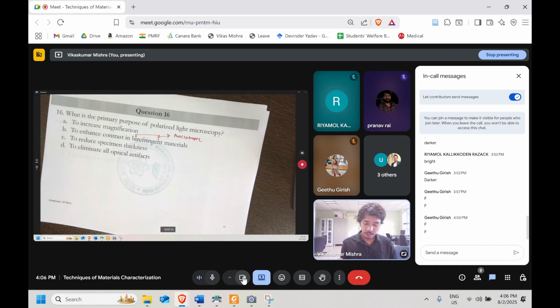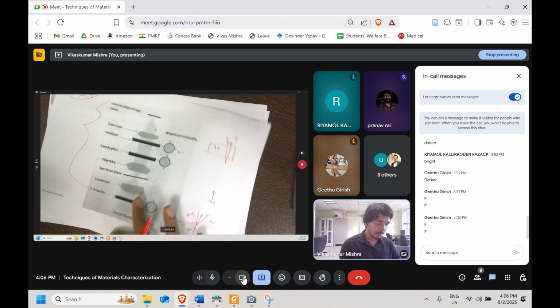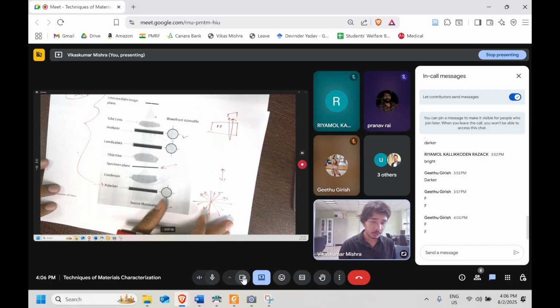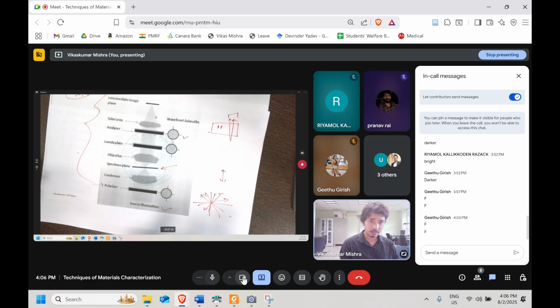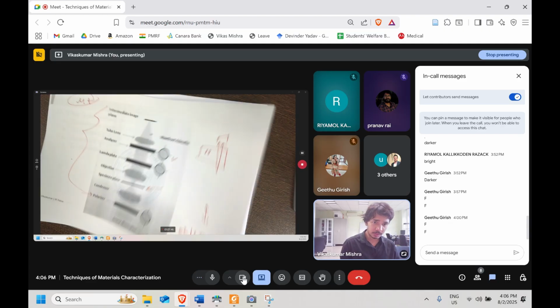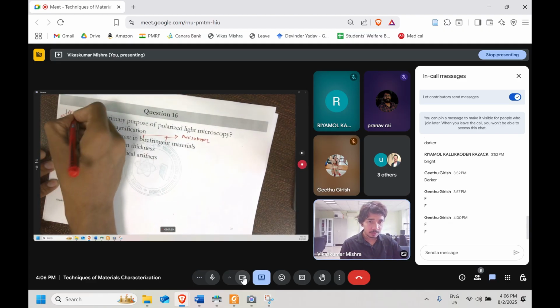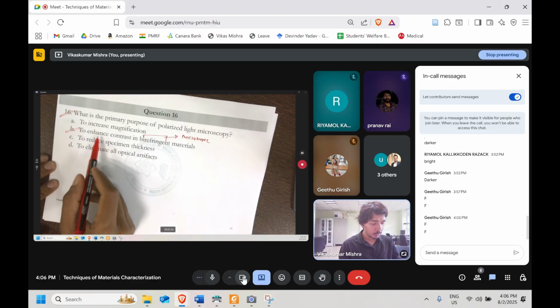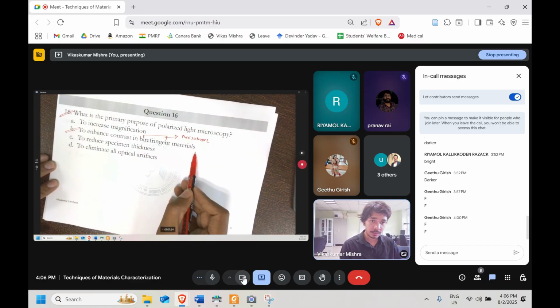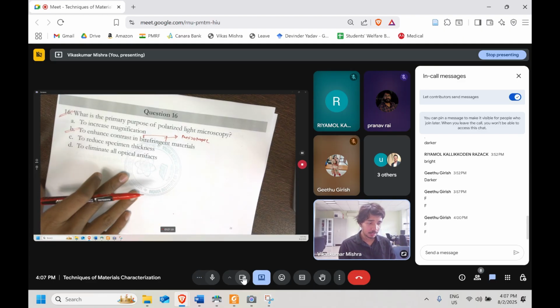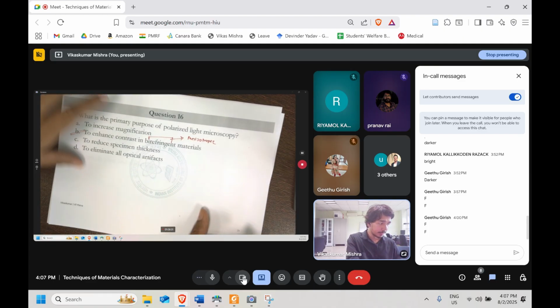While in the discussion part, I told you that this material should be anisotropic. If it is isotropic, all the paths will behave the same, so there won't be any change in the refractive index and all those things. So the right answer here will be option B, to enhance the contrast in the birefringent material. Any doubt? Let me know. If not, let's move to the next question, question number 17.